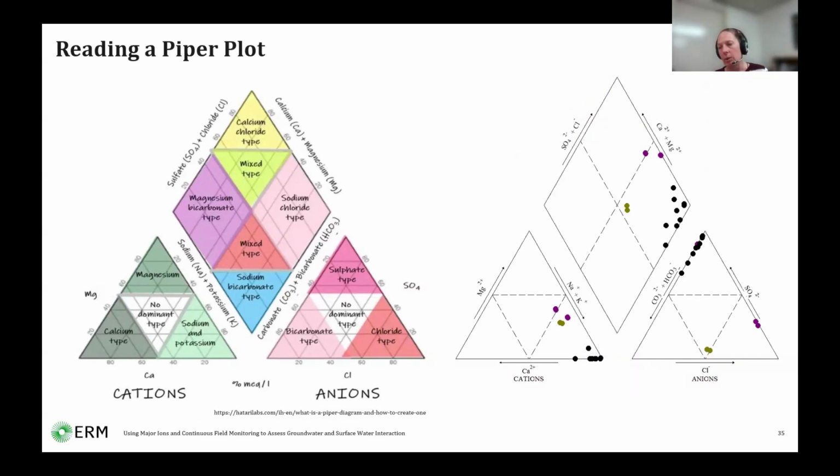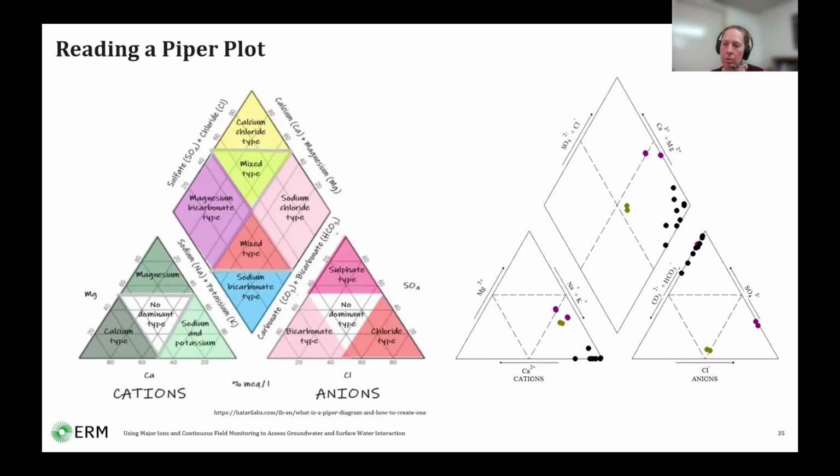So just quickly, how to read a Piper plot is quite simple. If you look at the image on the left-hand side, it essentially explains it for you, but I tend to focus on the two triangles first. You look at the bottom right-hand triangle, which shows the anions. So highest proportions of sulfate at the top of that triangle, highest chloride to the right-hand side, and then bicarbonate, carbonate are grouped together in the left-hand corner.